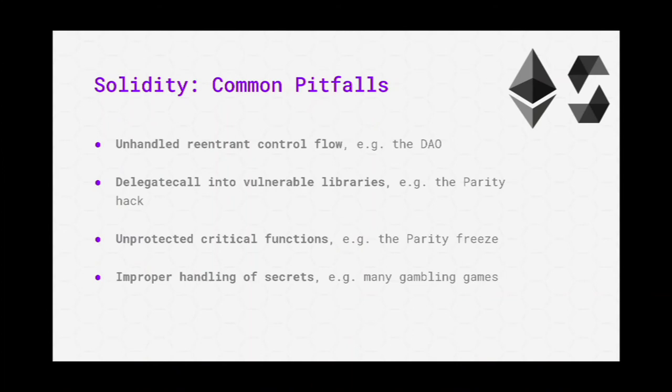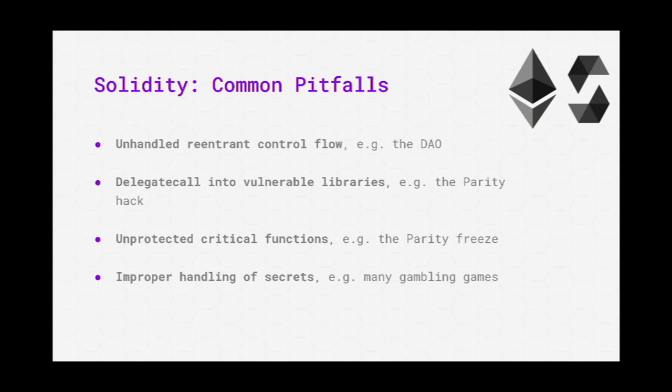There's unhandled reentrant control flow, which was used to exploit the DAO contract and stole something like 3.6 million Ether. Basically, a contract calls out to another attacker-controlled contract but doesn't appropriately update its state before doing so. So the attacker contract can then call back in to the original contract and execute the same function. If you don't update the balance of a user before this, you can call back in to the same function over and over again and keep withdrawing your money, even though you shouldn't have any at the time.